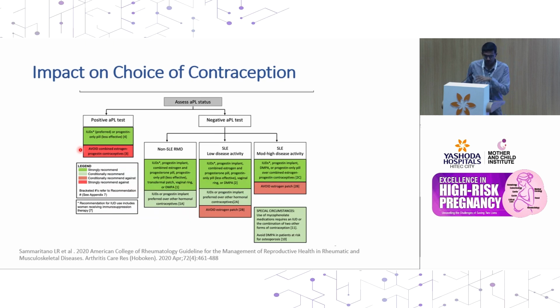I had actually wanted to put this slide in the SLE part of it. The contraception is an important part. What we need to basically consider is, in patients with antiphospholipid antibodies or SLE, estrogen containing contraceptive devices or methods should be generally avoided. So either an IUD or a progesterone only pill should be considered. Any estrogen containing method should absolutely be avoided because of the prothrombotic risk of estrogen.